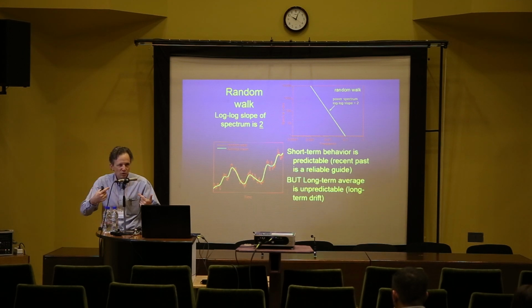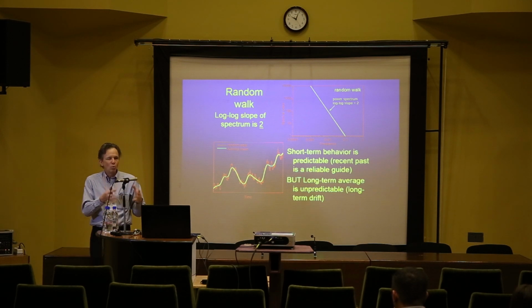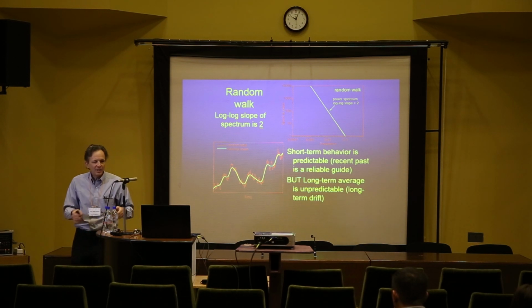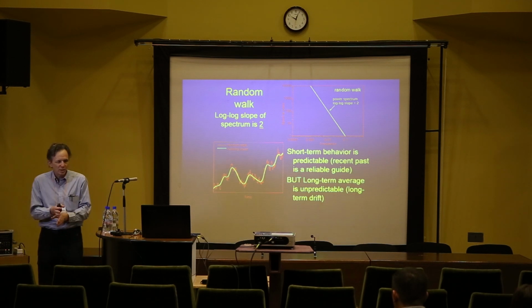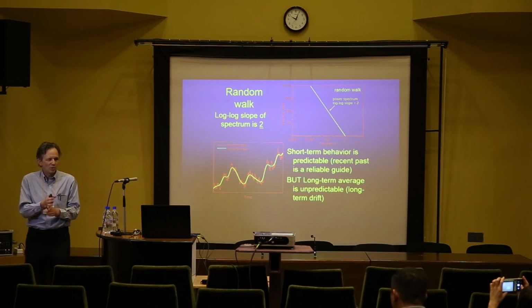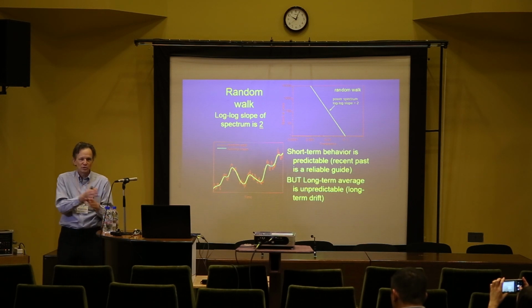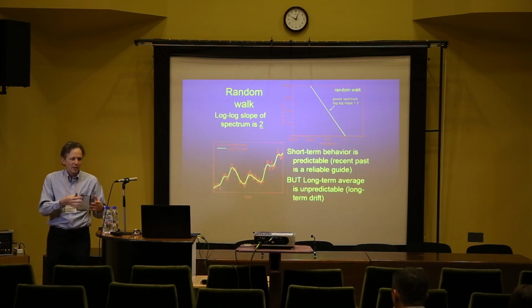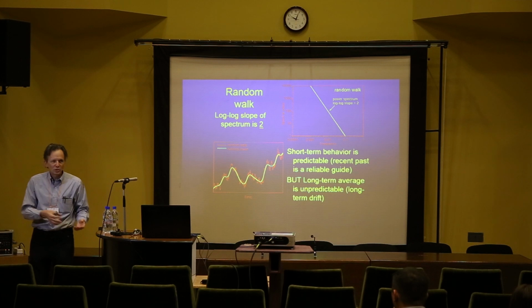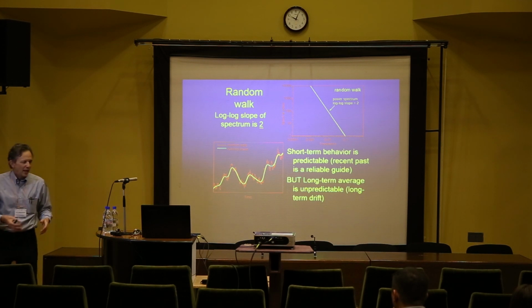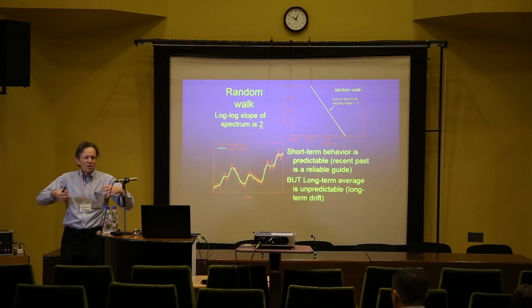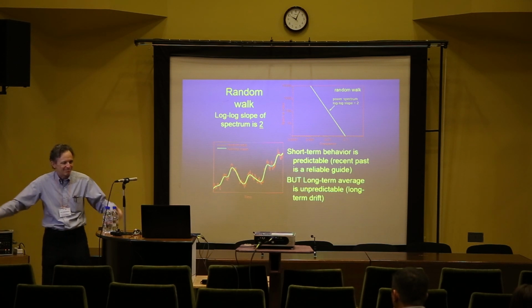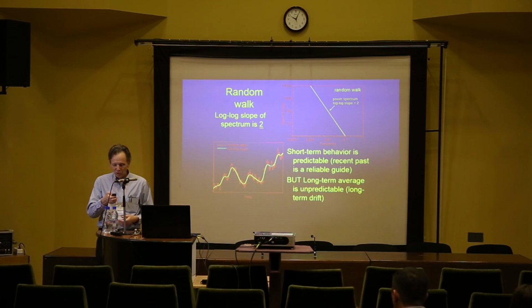If we integrate white noise through time, we get a random walk of random steps to the left, random steps to the right, and a random walk is highly predictable in the short term because wherever you are today is very close to wherever you were yesterday. It's only one step away. But the accumulation of those random steps leads to long-term drift. And so the long-term average becomes less and less predictable over longer and longer periods of time.